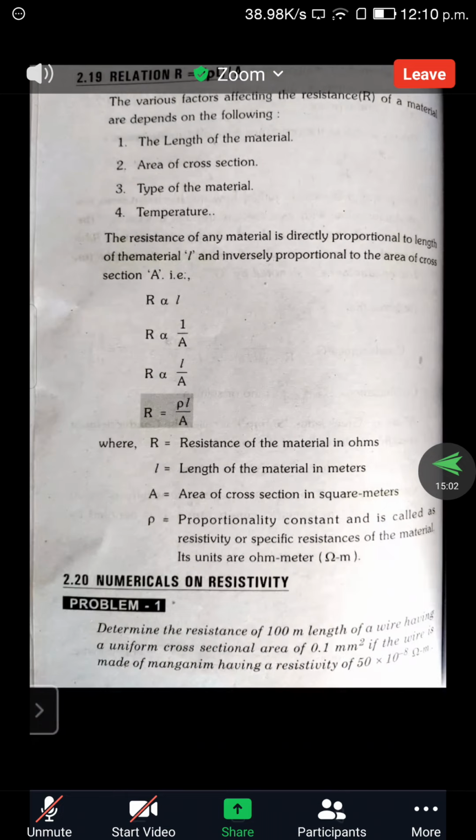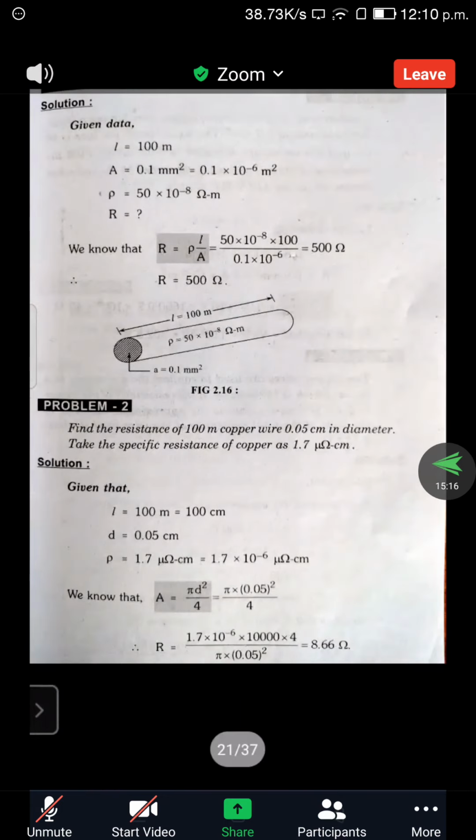Next, the third one, manganese having the resistivity. The rho value is also given directly in the problem: 50 into 10 to the power of minus 8 ohm meters. So first we write the given data. L is equal to the length of the conductor, which is 100 meters. Area is given in millimeter square.